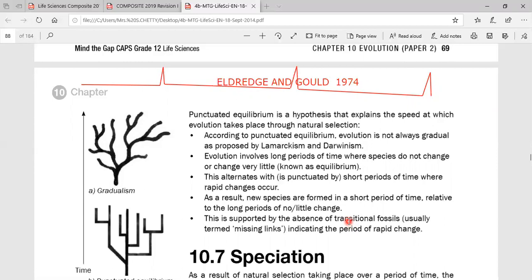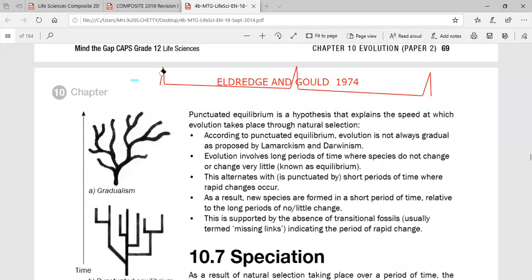So once again, I'd like to repeat. Evolution involves long periods of time where there's little or no change, alternating with short periods of time where there's a rapid change. I don't like to say rapid because rapid means short, isn't that so? Where there are drastic changes which occur. And during this short period of time, new species are formed. And this is supported by the fact that there are hardly any transitional fossils. Good.